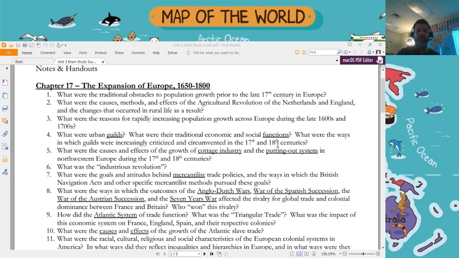So, number 11: what were the racial, cultural, religious, and social characteristics of the European colonial systems in America? In what ways did they reflect inequalities and hierarchies in Europe, and in what ways were they different from Europe? So this kind of depended on where you were in the colonies.